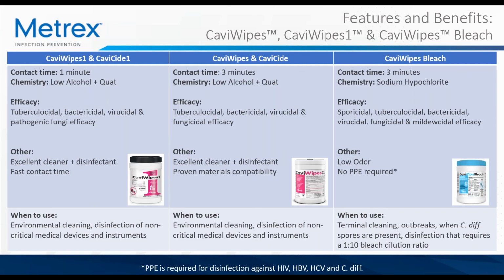Before we wrap up our Quat discussion, I want to share with you more about our Metrex Surface Disinfectant line of products. This is the CaviWipes family of products. On the left, you have our 1-minute product, CaviWipes 1. This is a fast-acting product with aggressive efficacy. In the center, you have our workhorse, our 3-minute CaviWipes Classic product that is gentle on surfaces with great material compatibility. On the right is CaviWipes Bleach. CaviWipes Bleach is not a Quat-based disinfectant, but it is our bleach wipe by Metrex for all your bleach sporicidal needs.